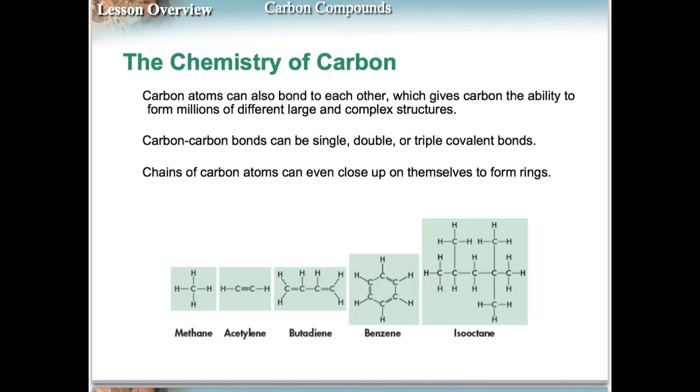One of the versatile things about carbon is that it can also bond to itself. This gives carbon the ability to make lots of different structures. Some are very simple and some are complex. It can be in single, double, or will even form triple covalent bonds. You can get chains of carbon, and you can even have carbon that will form rings.